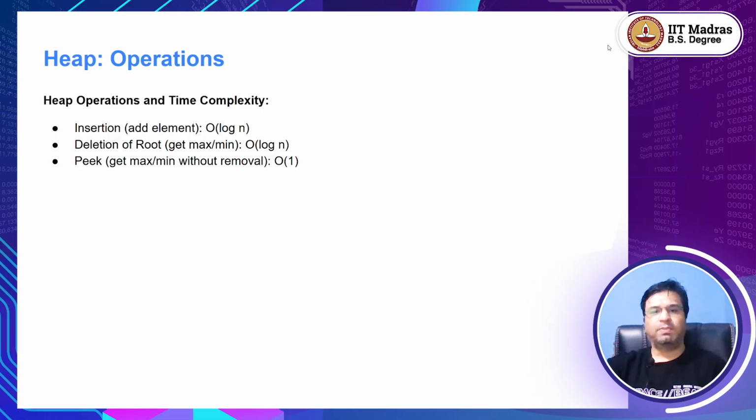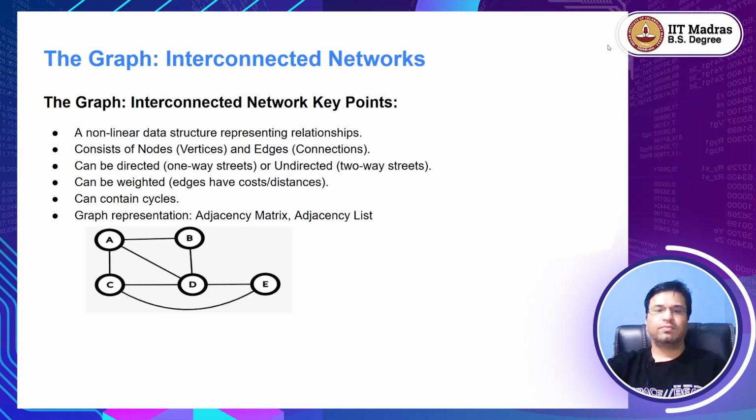Heaps are primarily used to implement priority queues, where elements are processed based on their priority, and for efficient sorting algorithms like heap sort. Finally, we arrive at the graph. A graph is the most general of the non-linear data structures. It's essentially a collection of nodes, often called vertices, and the connections between them, called edges. Think of a social network where people are nodes and friendships are edges, or a map where cities are nodes and roads are edges. Graphs can model virtually any kind of network or relationship.